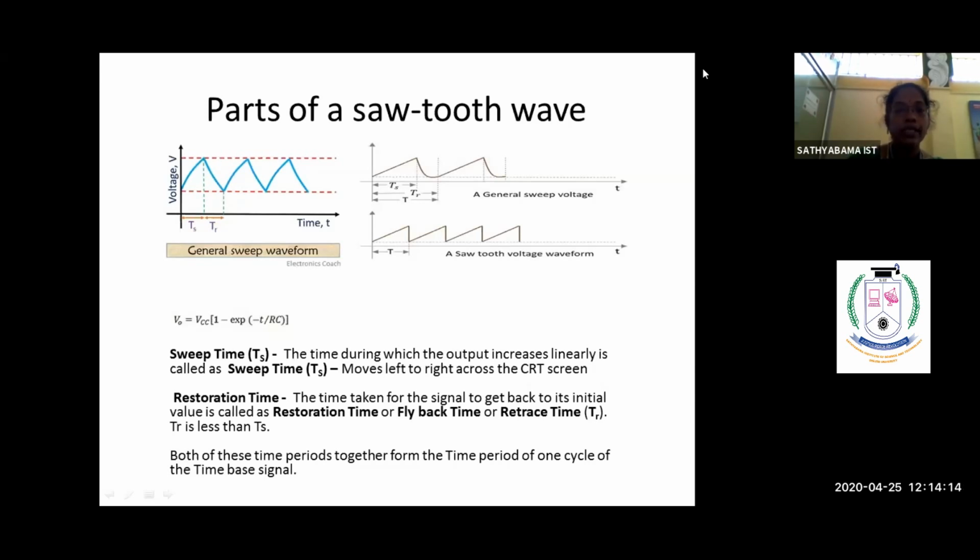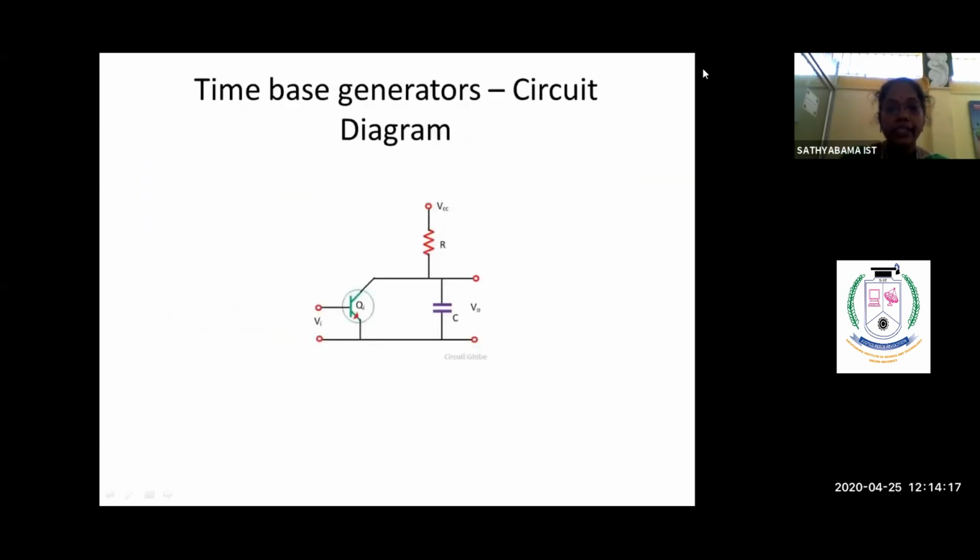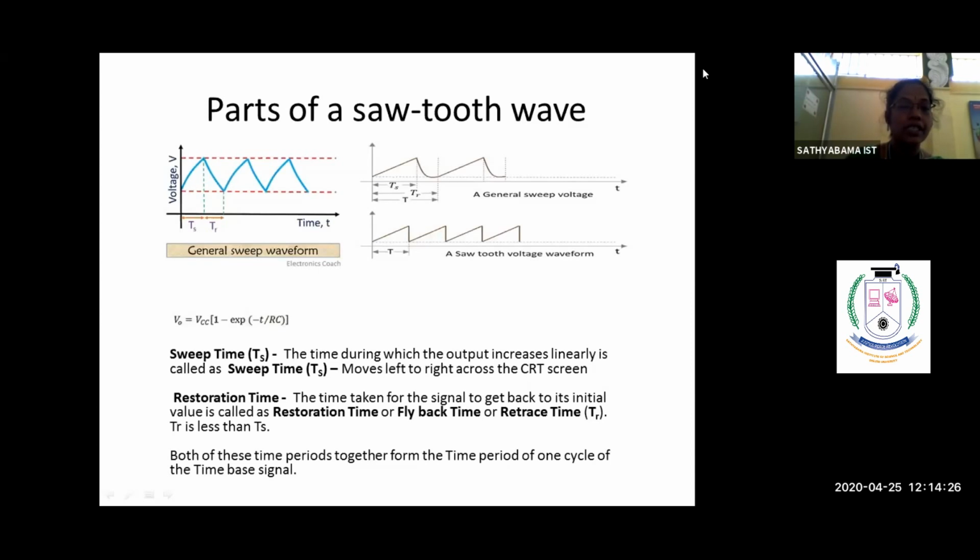So using this time-base generator circuit, when VCC is applied, the capacitor charges to the maximum level. The equation is given: V0 equals VCC times (1 minus e to the power minus t by RC), where V0 is the output voltage across the capacitor, VCC is the supply voltage, and R and C are the components we are using in the time-base generator. A simple R and C network is used to form the entire sawtooth waveform. This general sawtooth sweep waveform is formed by the charging and discharging condition of the capacitor. The charging condition is called TS and the discharging condition is called TR.